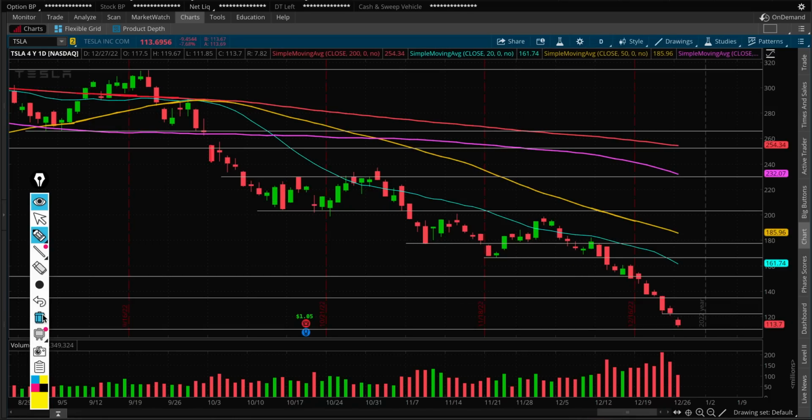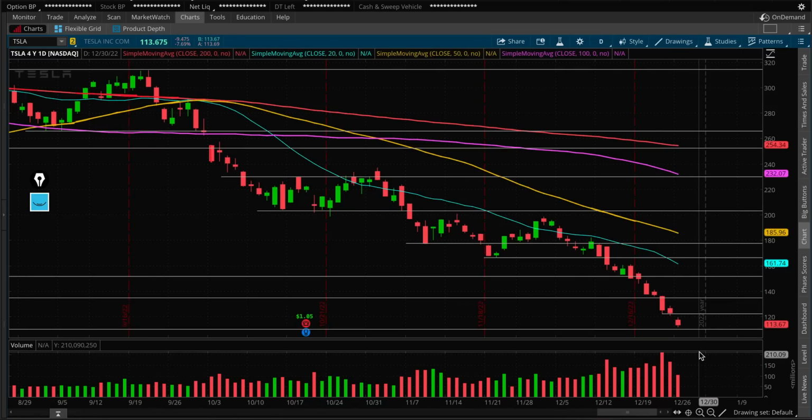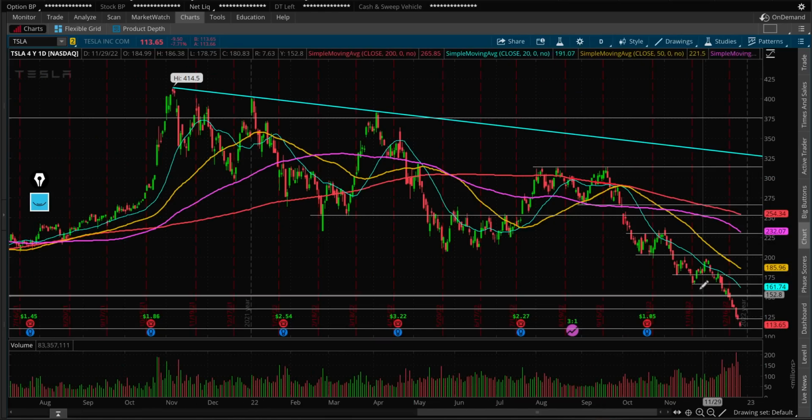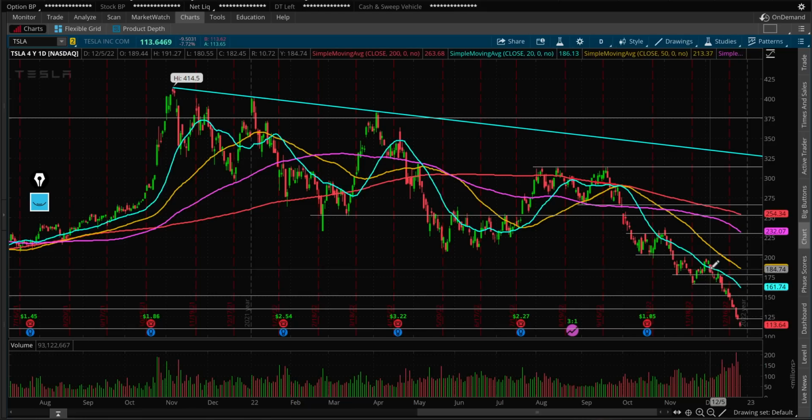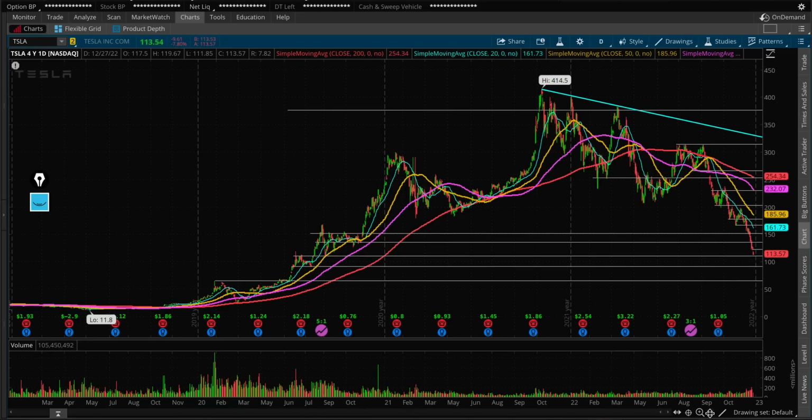So I think we are near it. Stocks don't go straight down to zero like this, or wipe out 90% like this, especially blue chip stocks. But that's what I'm watching.